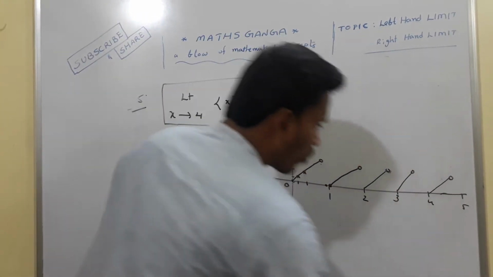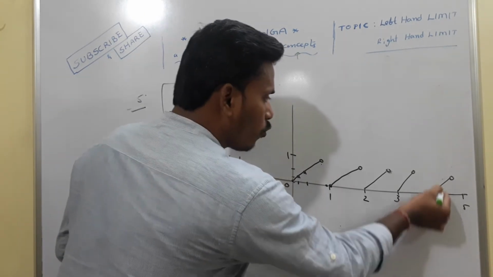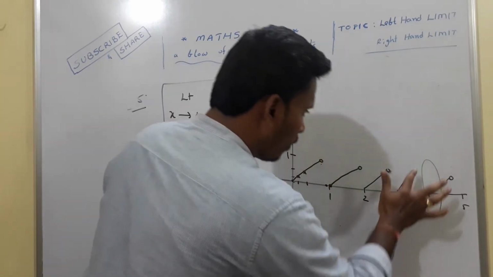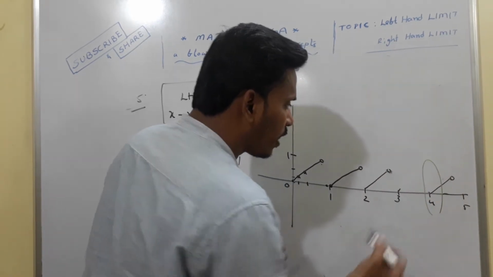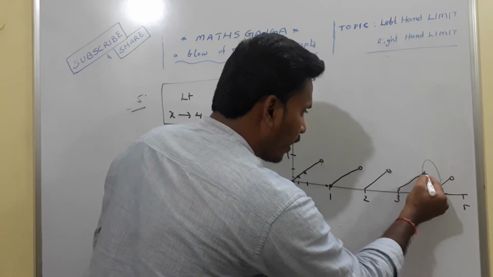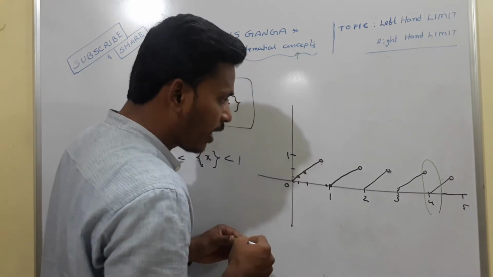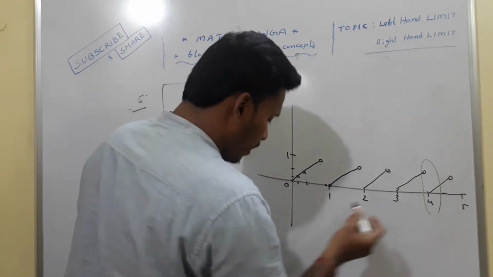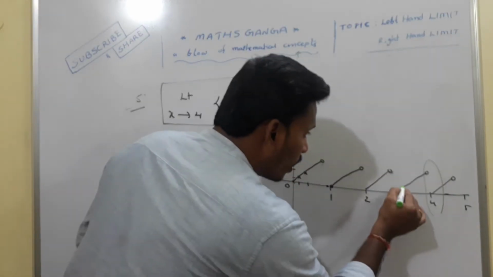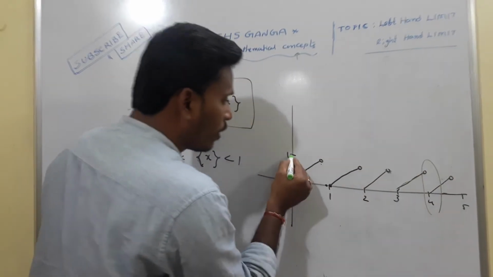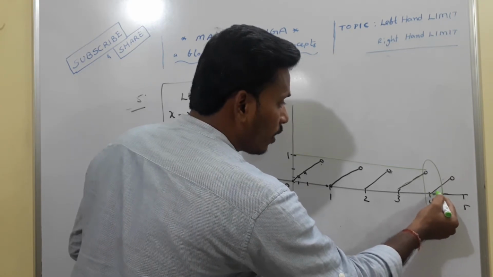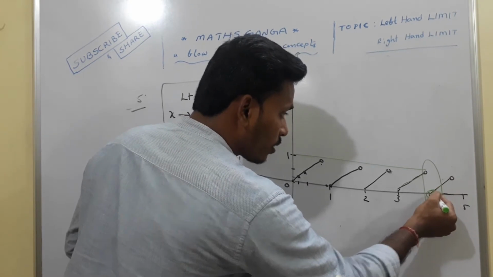You need to concentrate on the surroundings of 4. If you do, the graph will be like this. For 3.9 it is 0.9, so the graph will be like this. If you concentrate on the left side of 4, the graph is running towards this open circle. That means it is running towards 1. Whereas if x values are more than 4, the graph is running towards 0.